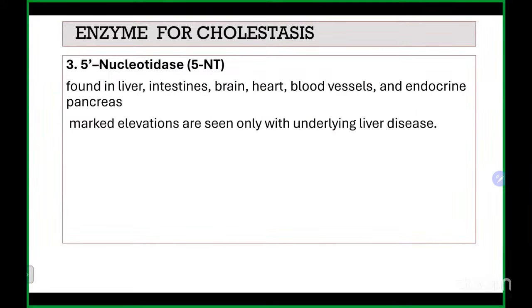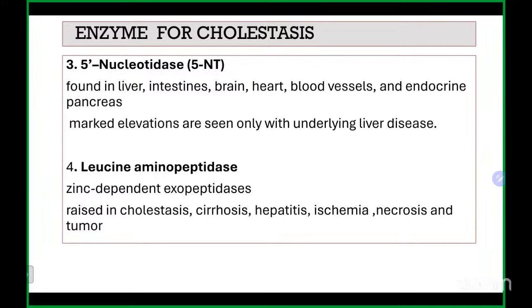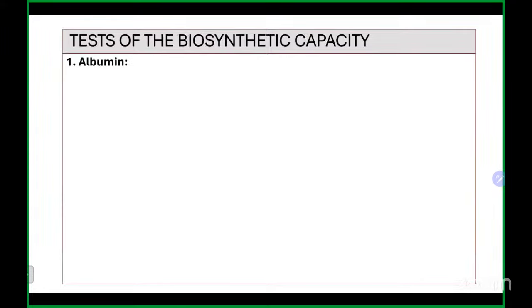Next, coming to the third enzyme of cholestasis, that is 5' nucleotidase. It is found in liver, intestine, brain, heart and other tissues, but again not found in bone. So marked elevations are seen only with underlying liver disease. Otherwise, not much of importance. The fourth enzyme, only for the sake of completion, is leucine aminopeptidase, a zinc-dependent exopeptidase. This is also raised in cirrhosis and cholestasis. More liver specific, but still not much in use because it is not widely accepted.